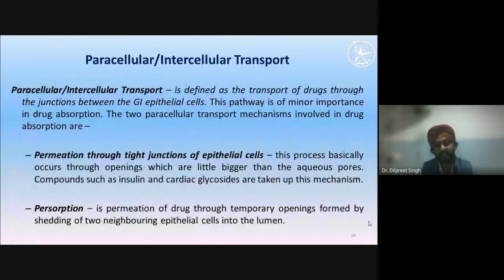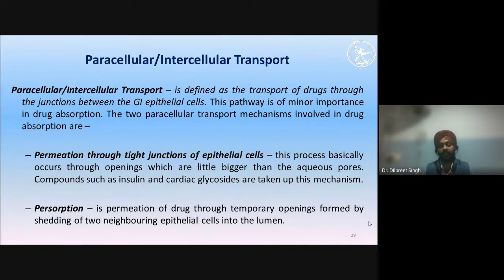The next transport is the paracellular transport or intercellular transport. The paracellular or intercellular transport is defined as the transport of the drug through the junctions between the GI epithelial cells. This pathway is of minor importance when we talk about drug absorption, because only peptides and drugs absorbed through the nasal route or topical route are absorbed by paracellular transport. However, the majority of drugs are absorbed through the oral route, so in the oral route there is limited scope for paracellular or intercellular transport.